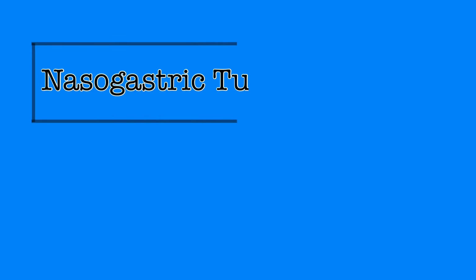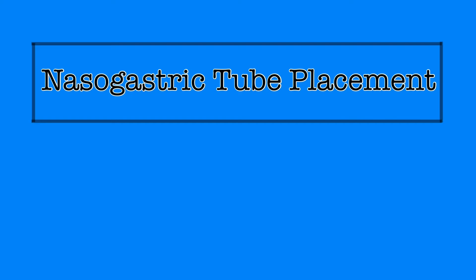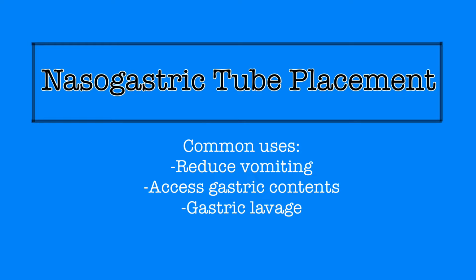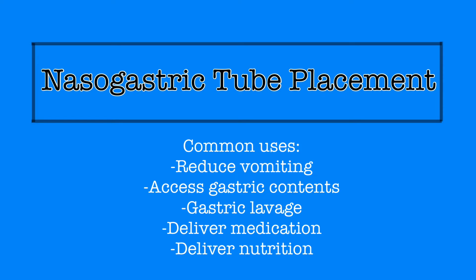Nasogastric tubes, or NG tubes for short, are tubes that enter the patient through the nose and extend into the stomach. They can be used post-surgically to reduce risk of vomiting. They can allow access to gastric contents for analysis. They can provide a method of performing gastric lavage, or they can allow a route of administration for medications or nutrients through tube feeding. These devices are commonly placed by the nursing staff.